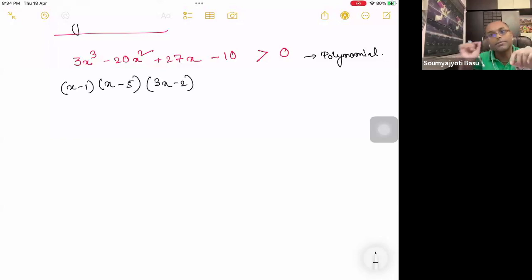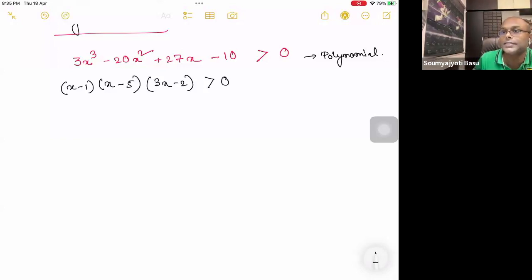I didn't stress much upon how to factorize because that's a junior class problem. You should be able to do it. So after factorization, my equation becomes something like this: (x minus 1) into (x minus 5) into (3x minus 2) greater than 0. That's the inequality to solve.